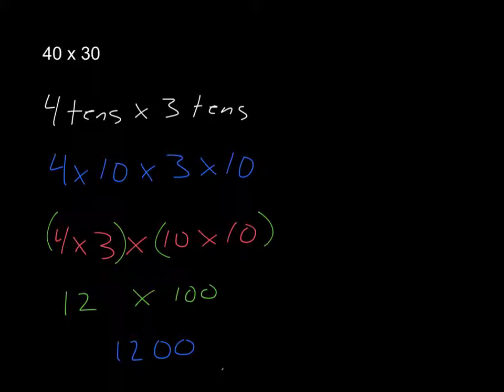One way that I like to solve this is to think of 40 times 30 as 4 tens times 3 tens. Then you're able to break it down to 4 times 10 times 3 times 10. Using the commutative property, we can rearrange those numbers so that we have 4 times 3 times 10 times 10. I added in the parentheses because in my head, I'm going to solve 4 times 3 first to get 12, and I know that 10 times 10 is 100, and then I can do 12 times 100, which gives me 1,200, or 12 hundreds.